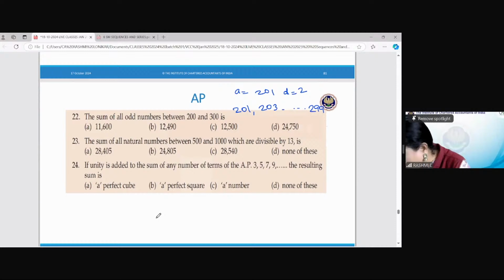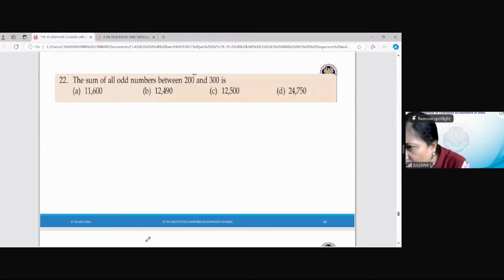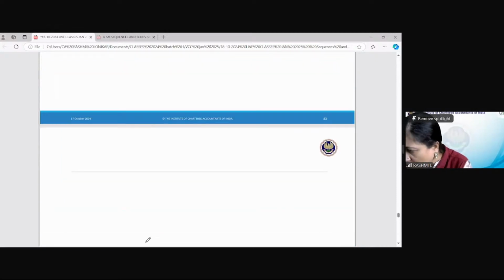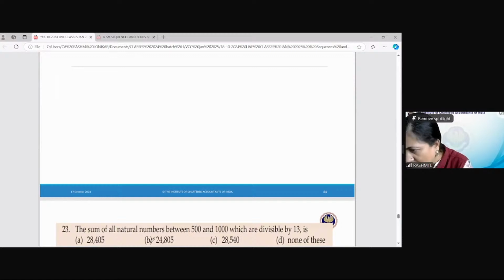I'll try to take them next time, these sums. There are quite a few sums, so I'll try to cover it in the next time.